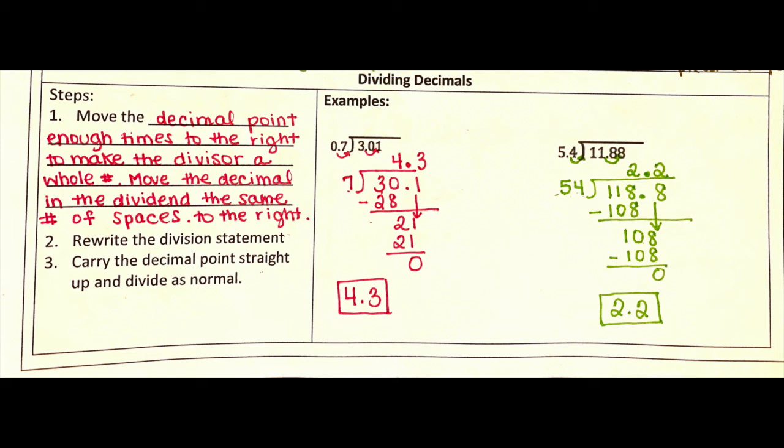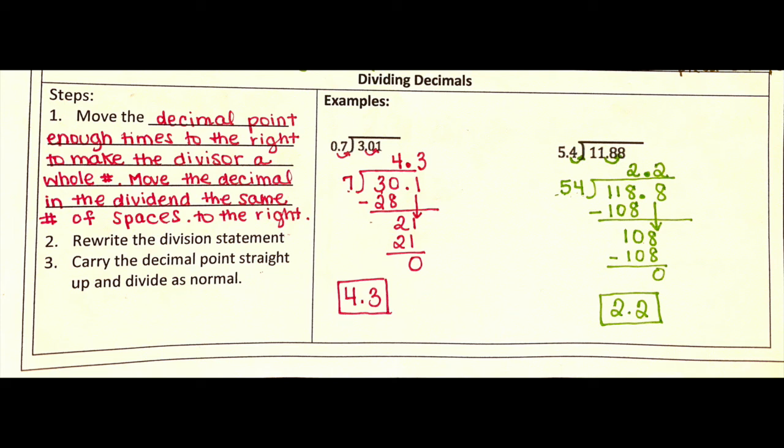54 cannot divide into 1. 54 cannot divide into 11. However, 54 can divide into 118. 54 goes into 118 2 times. And 54 times 2 gives us 108. When I subtract, I'm left with a difference of 10. 54 cannot divide into 10. So therefore, I have to carry down our last 8.